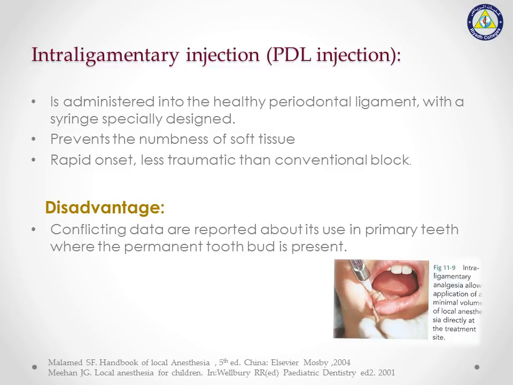Third, intraligamentary injection, PDL injection, is administered into the healthy periodontal ligaments with a specially designed syringe. It prevents numbness of the soft tissue and has a rapid onset, less traumatic than conventional block. Disadvantage of this device: conflicting data are reported about its use in primary teeth where the permanent tooth bud is present.